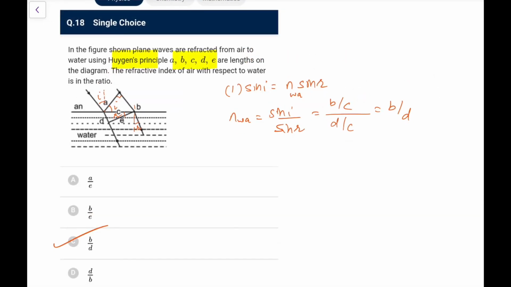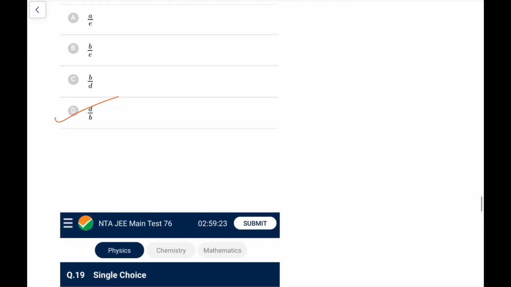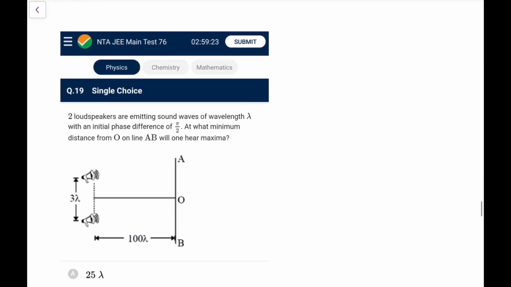But wait a minute, here's a catch. I just missed it. It is air with respect to water, so you have to take the reverse of that, so be careful, otherwise you will lose marks even after doing everything. It is air with respect to water, so it would be D by B. So be careful while reading, because I committed a mistake. You should not do that.